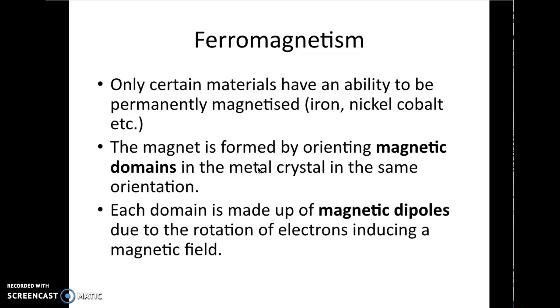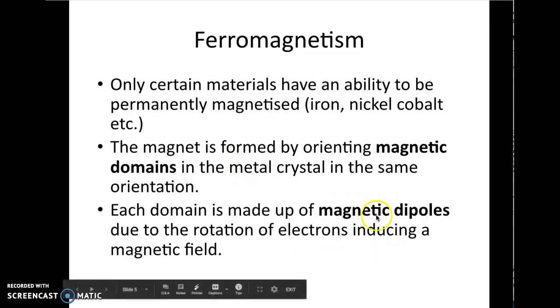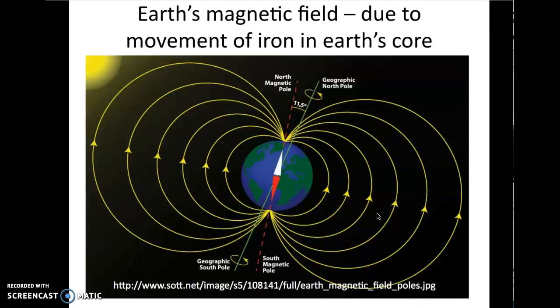So it's by orienting the magnetic domains so that in the metal crystal they all line up in the same direction. That's often done in a magnetic field. Before you heat the thing up, you get it magnetized by applying a magnetic field to it, and then it cools, becoming permanently magnetized. So it's those magnetic dipoles that are the key thing to how the domains are set up, and it's the rotation of the electrons. That actually also happens in the Earth.